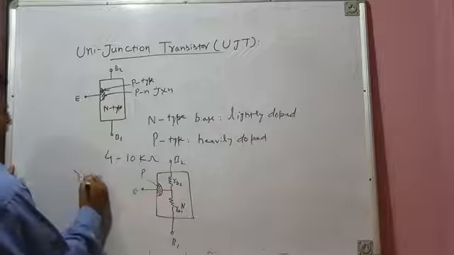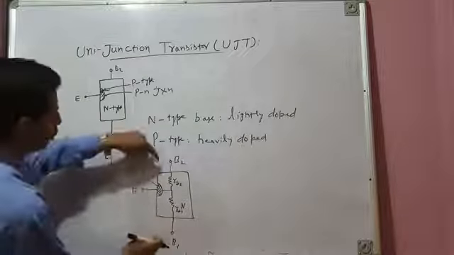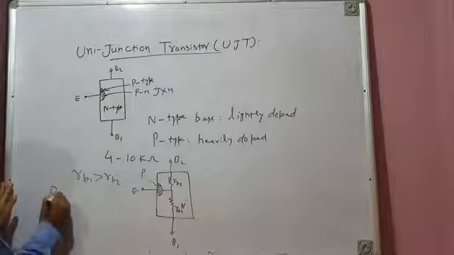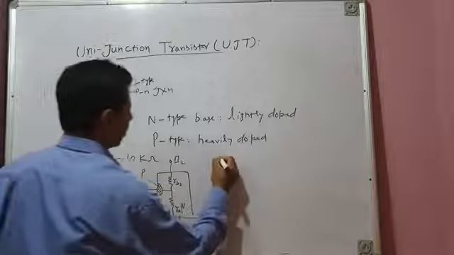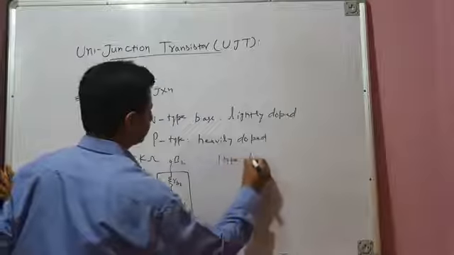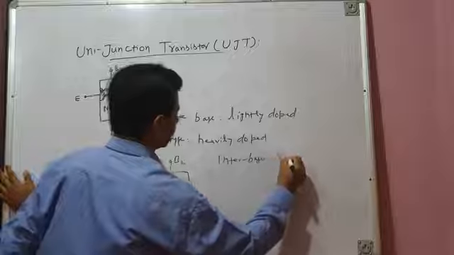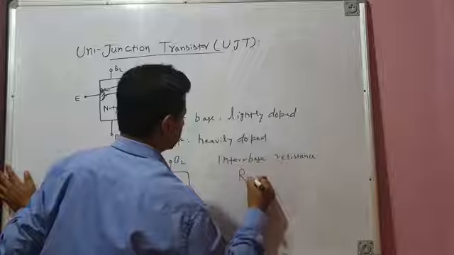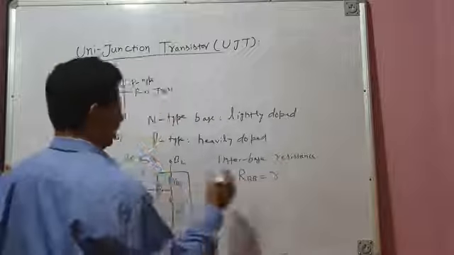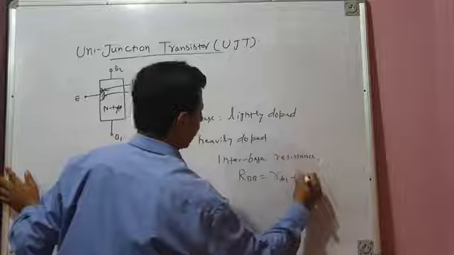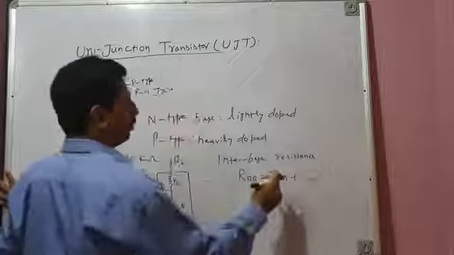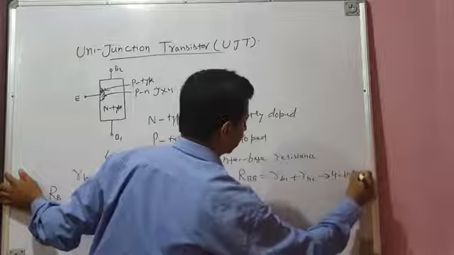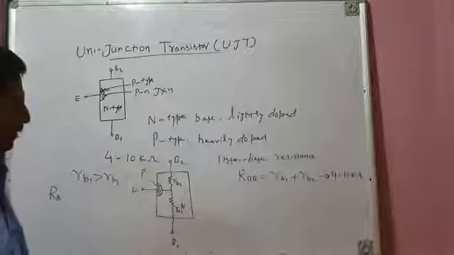Now this RB1 is greater than RB2. And the total resistance between the two terminals, B1 and B2, is called the inter-base resistance. This RBB is the sum of two internal resistances, RB1 plus RB2, and I have already told you that it is very high, 4 to 10 kilo ohms, when the UJT is in the off state.